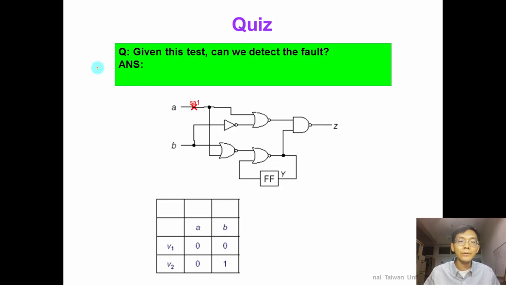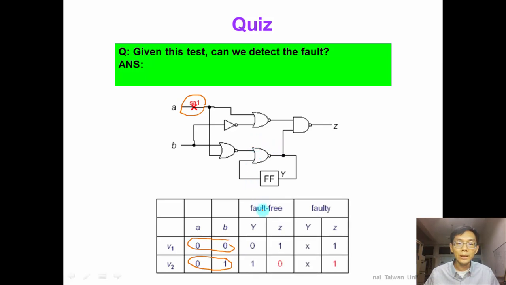At the beginning of this video, please do an exercise. Given this fault and this sequential circuit, run the simulation and see if we can detect this fault by applying a sequence of test patterns 00 and 01. Please now pause the video and try to do this exercise. Okay, have you finished the exercise?